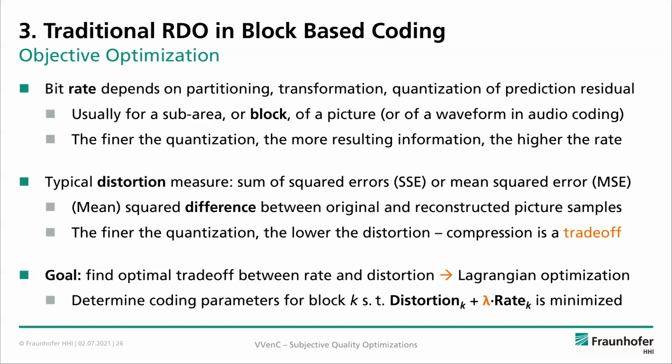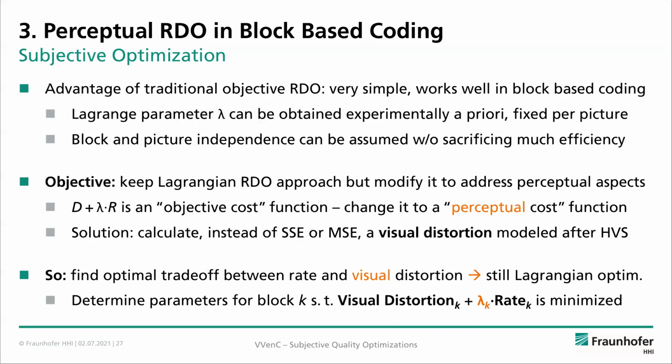So rate distortion optimization is a trade-off between rate and distortion. And the goal is to find an optimal trade-off given some maximum allowable bitrate, as I mentioned earlier, which can be solved or at least approximated appropriately by Lagrangian optimization. So essentially what we do is we determine the coding parameters for a given block such that the distortion plus some constant times the rate is minimized. The nice thing about this Lagrangian optimization is that it's very simple and it works well in block-based encoders.